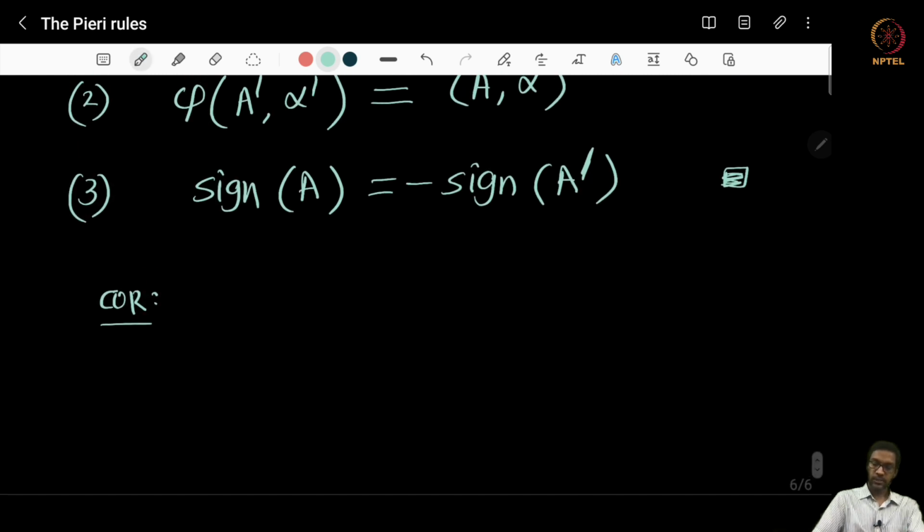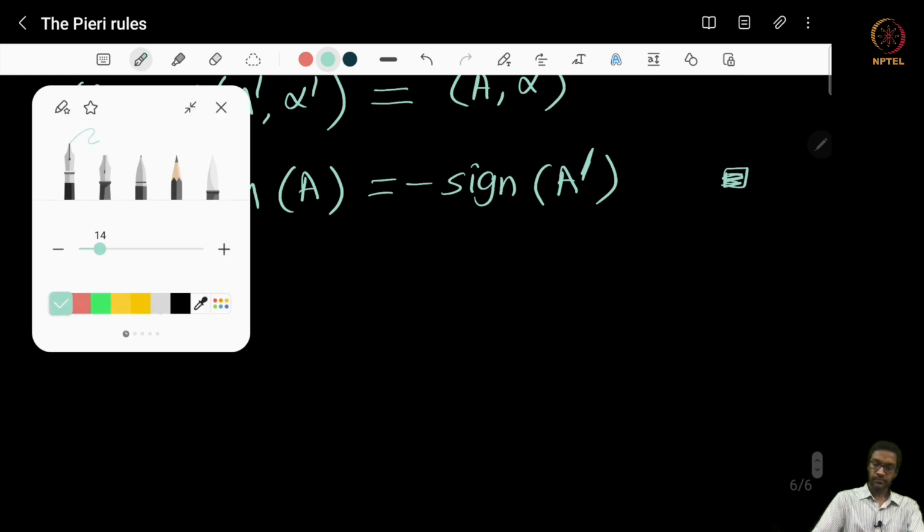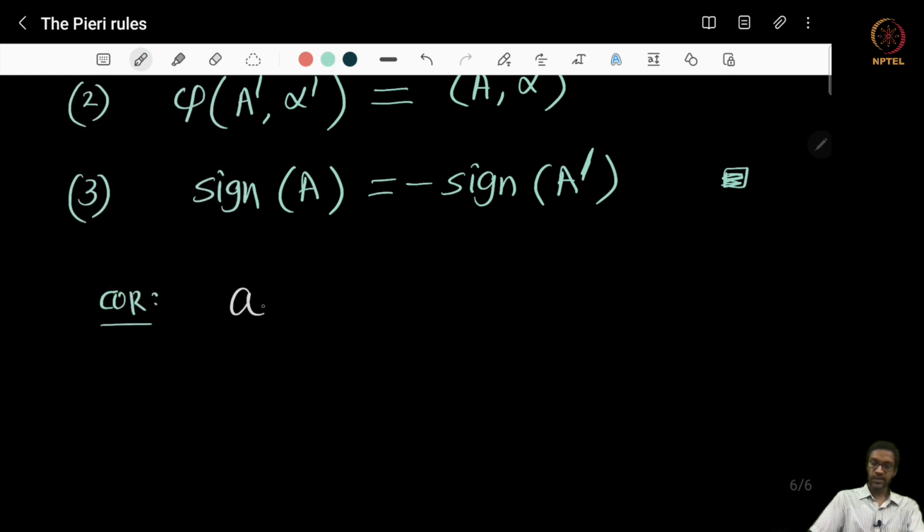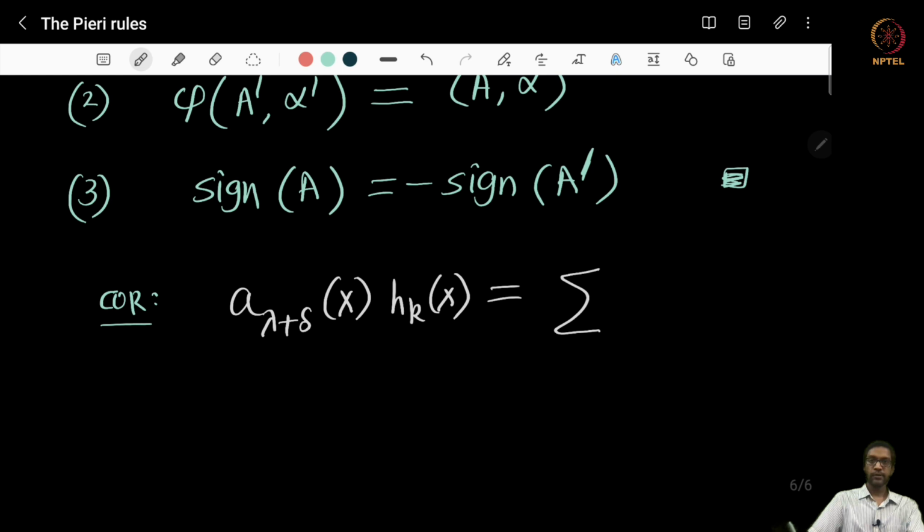So now what does this prove for us? It says that in computing a lambda plus delta of x, hk of x, it's okay to throw out the colliding pairs. You can run the sum over all abacus pairs a, alpha which are non-colliding.